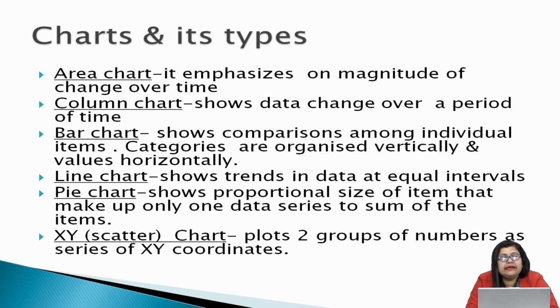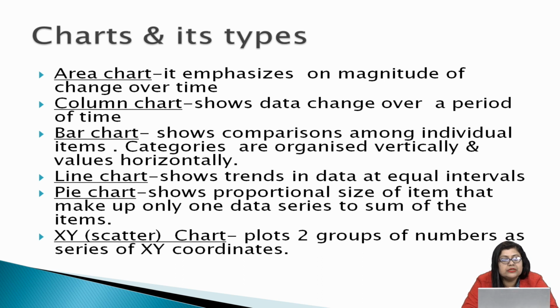Line chart shows trend in data at equal intervals. Let's say for example in January month when you are calculating some kind of trend, like you have a fashion trend in January month, you can use the line chart. It is showing the trend. This is the trend in the January month, and in the February month the trend has changed. With the help of line chart you can depict this kind of comparisons or this kind of data.